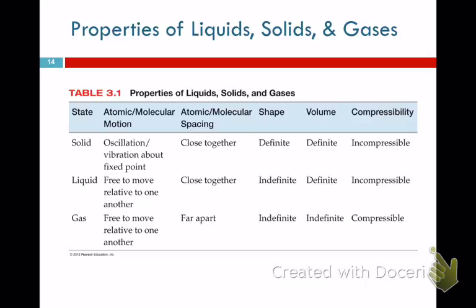Solids, right? The atoms or molecules are fixed in place. They don't get to move around each other. They're very close together. The shape is definite. That means it has its own shape. And it's incompressible. Why is a solid incompressible? Because there's very little space between the atoms. Nowhere to go, nowhere to squeeze them in together. Liquids are very much like solids, except the atoms have enough energy that they can move around each other. So they're still close together, but the shape is indefinite, which means if you put it into a container, it conforms to its container, whatever container you put it in. The volume is definite, and it's also incompressible, right?